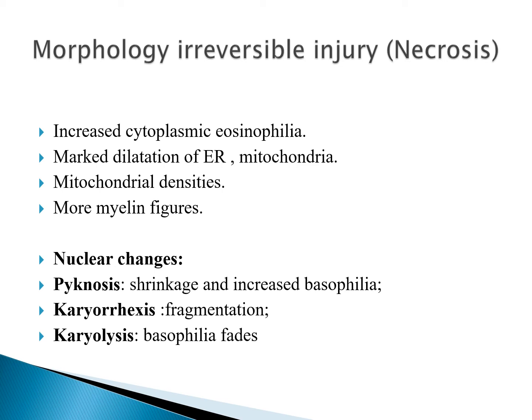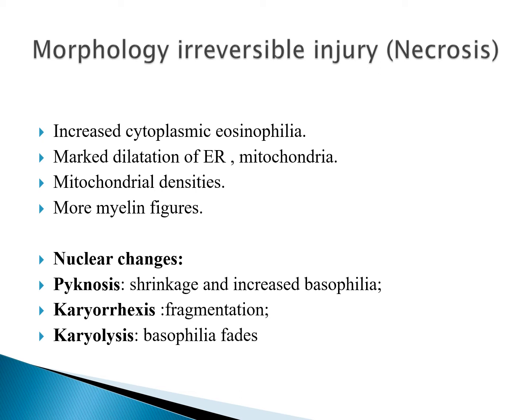It starts by pyknosis, which means shrinkage and increased basophilia of the nuclear chromatin material. فبالتالي the nucleus looks like a very dark, very blue spot inside the cell. After that, the nuclear material or the chromatin material may undergo fragmentation. We call this karyorrhexis.